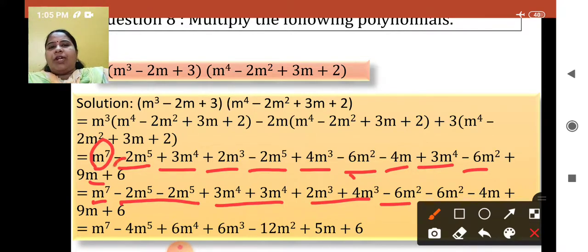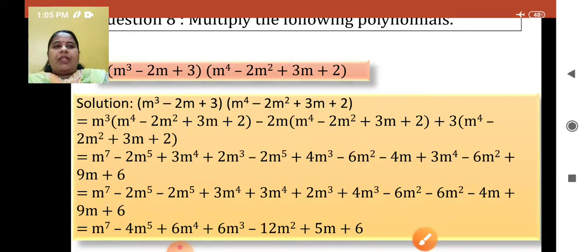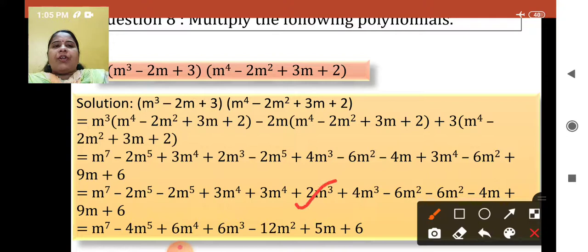Constant, there is only one term, that is 6, that is written as it is. So in the next step, we have collected all the like terms. Now m raised to 7, there is no like term, so you have to write it as it is to the final answer. Minus 2 will become minus 4 m raised to 5.